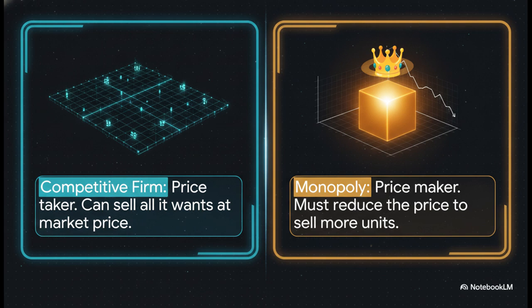Since it's the sole producer, it faces the entire downward-sloping market demand curve all by itself. If the monopolist wants to sell more units, it is forced to drop the price. It can pick any point on that demand curve, but it absolutely cannot defy it.